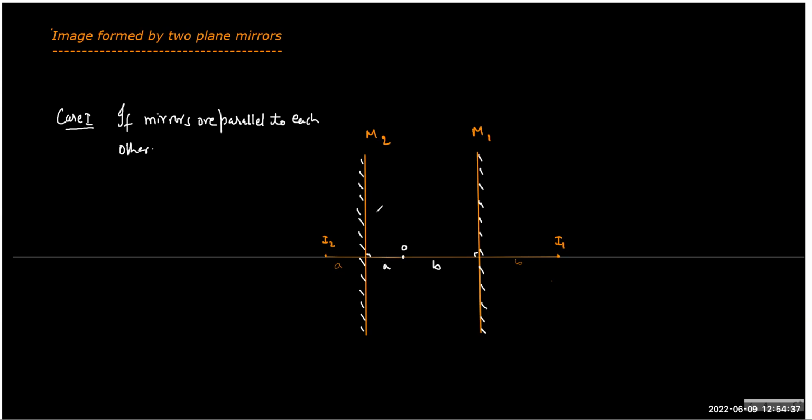But the thing will not stop here. The light ray traveling at some angle. Okay, let me get a thinner one.